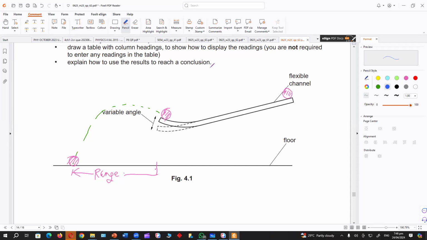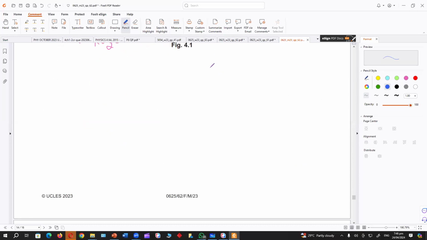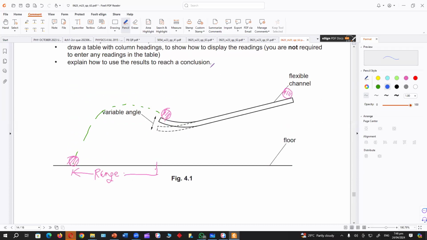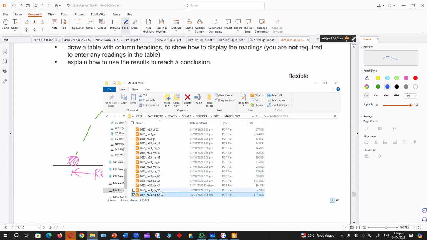So this is the plan. The ball will launch from different angles. You can use a protractor, and using the protractor you can find the angle. Using a meter rule you can find the range. Then you can change the angle and launch the ball again.